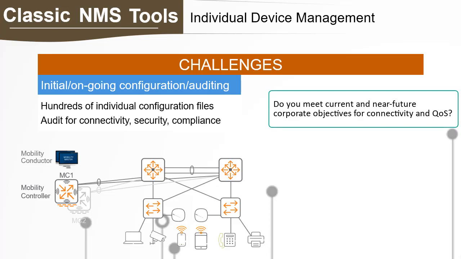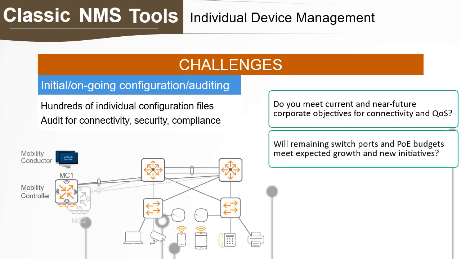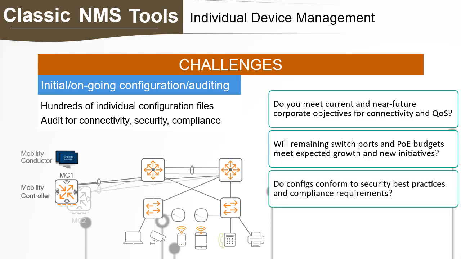You need to be aware of remaining switch ports and power over Ethernet budgets as compared to expected business growth and new initiatives like deploying more APs, cameras, or IoT devices. Do switch configurations conform to current security best practices and corporate compliance requirements? Security breaches and non-conformance can be costly and damage the corporate brand.